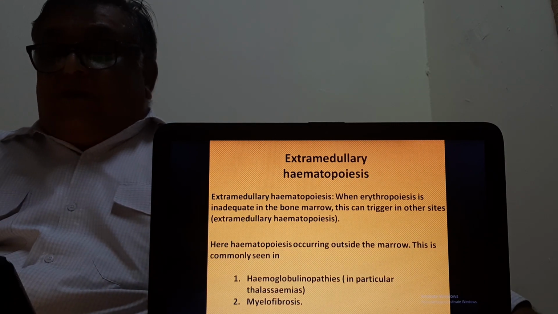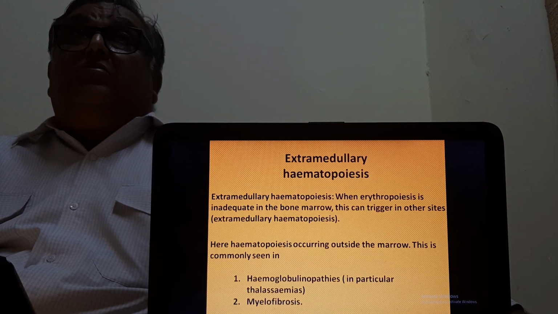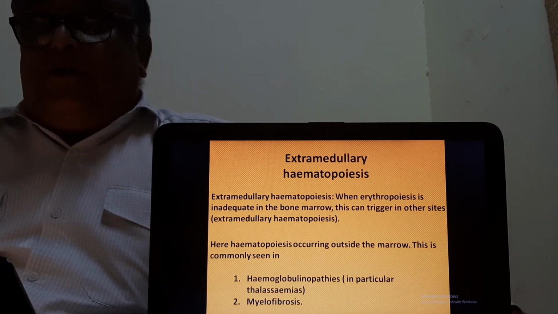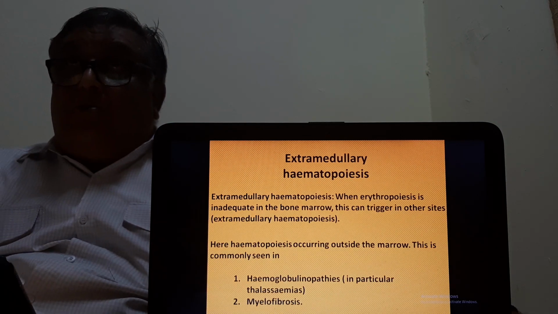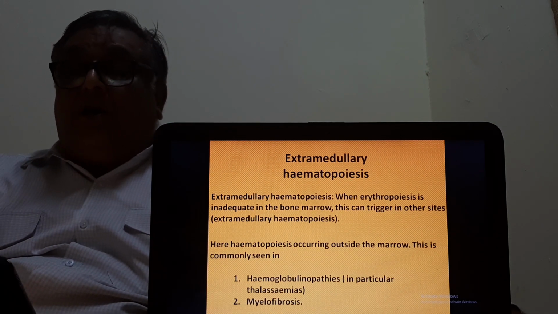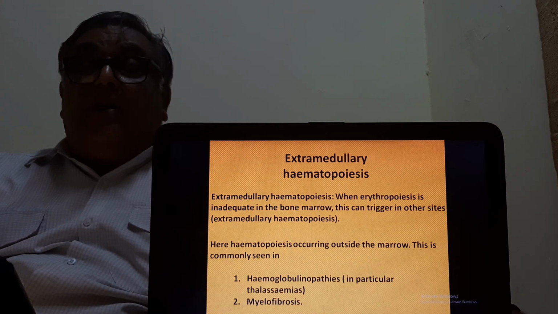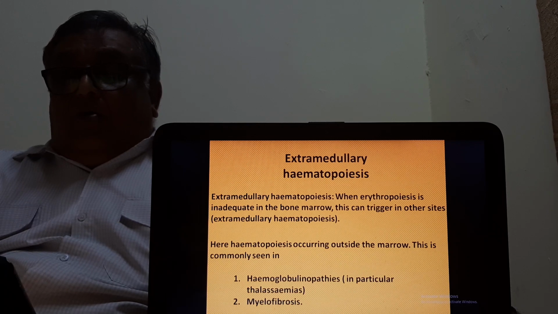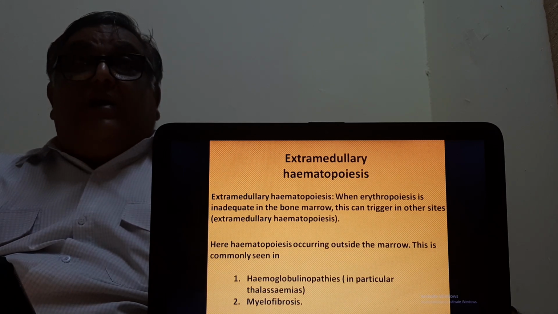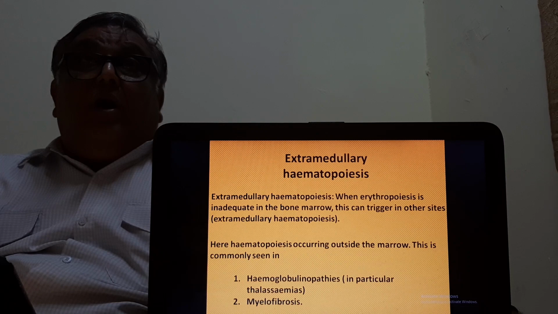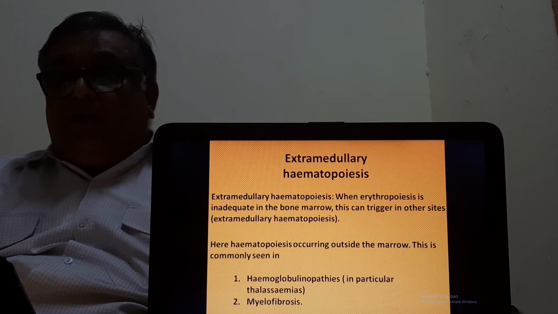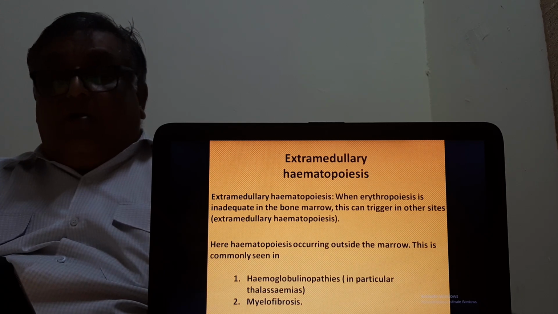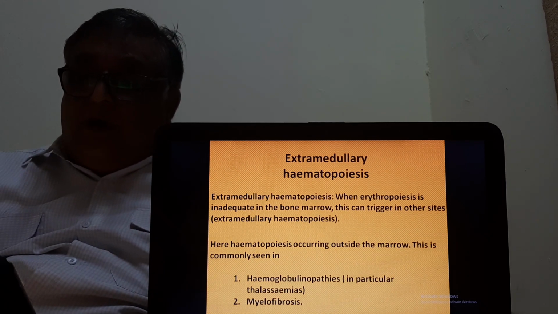Now, extramedullary hematopoiesis has to be set into motion when we are required to produce more RBCs, because there is some destruction going on or some other reason. So other structures are recruited, and that is called extramedullary hematopoiesis. Basically, this occurs in sites outside the marrow, and it commonly occurs in hemoglobinopathies, especially in cases of thalassemia, or in other conditions like myelofibrosis.